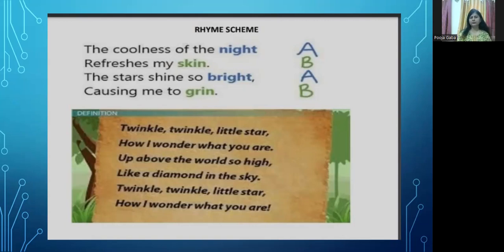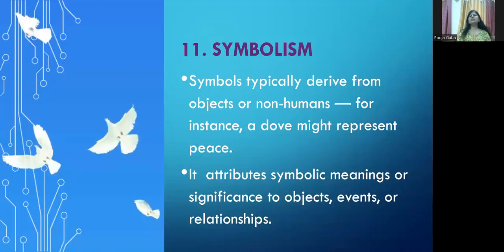Let us move to the next one. Next one is symbolism. Symbolism, you must have heard that certain words symbolize something. When we speak something, they symbolize something else. Like, for example, here the dove may represent peace. Dove is a symbol of peace. So when we use certain words or certain objects, which are normally non-humans, to represent or to symbolize something else, there we say that we have used symbolism. It attributes some symbolic meaning or significance to objects, events, or relationships.